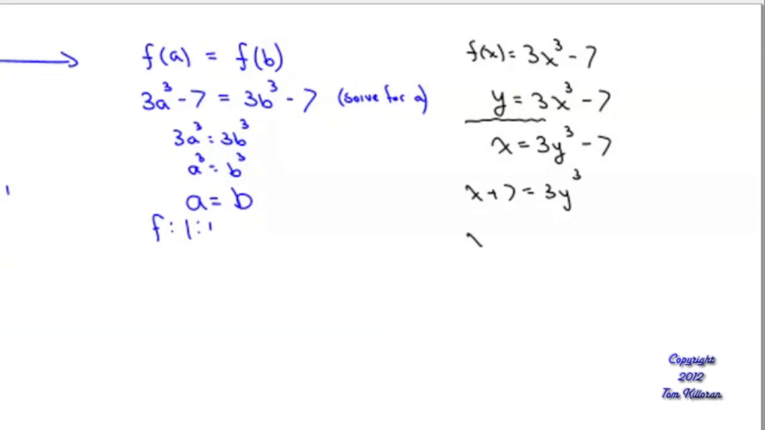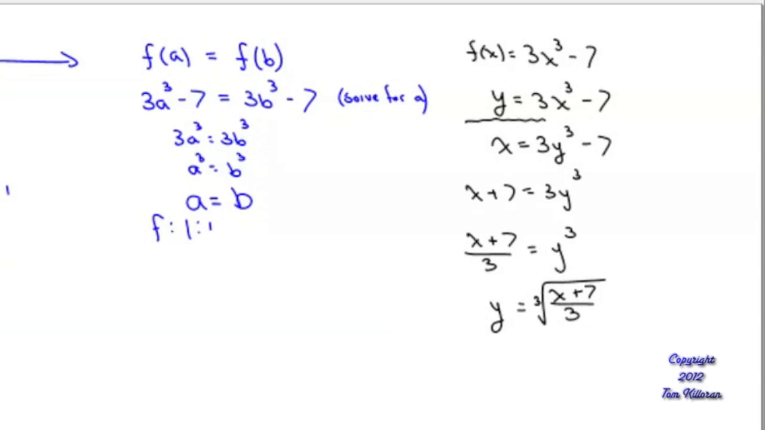Divide by 3, you get x plus 7, all divided by 3 is equal to y cubed. Cube root it, you at least got the language down. And you get y is equal to the cube root of the entire thing, x plus 7, all divided by 3. Now, a lot of people stop here, but you have to be careful.